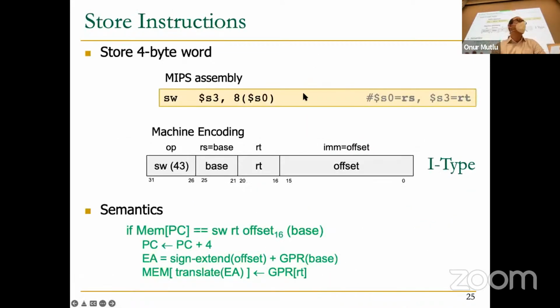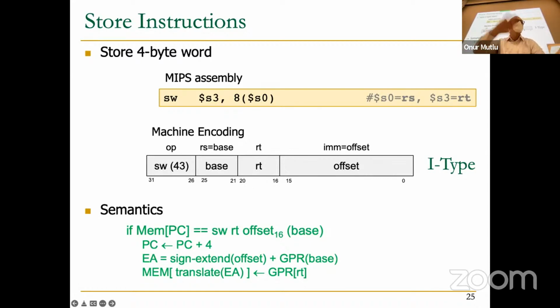Let's take a look at store word. Store word is very similar, actually. It's I-type also. Look at the specification of the instruction. It's exactly the same as load word. It's exactly the same as add I. Semantics is different, of course. Semantics basically says calculate the address exactly like we did for load word. But instead of reading from memory, write to memory the register that we have read, RT. So RT is a source register right now, not a destination register in store word.